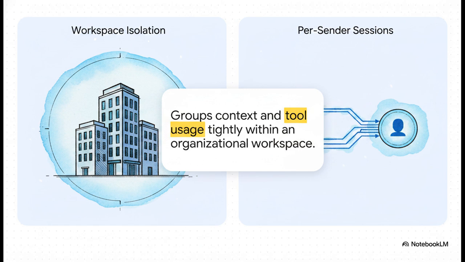Conversely, we have per-sender sessions. This paradigm strictly isolates memory and conversational context down to the individual user interacting with the gateway. If you boot OpenClaw right out of the box without modifying the openclaw.json file, it defaults to these per-sender sessions utilizing the bundled RPC Pi binary. This prevents any context leakage between different users messaging the exact same locally hosted model.